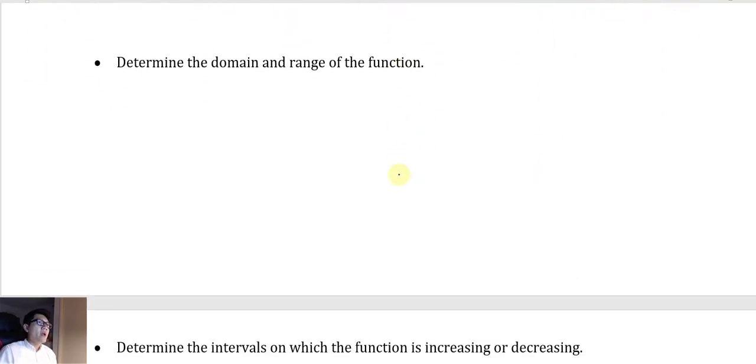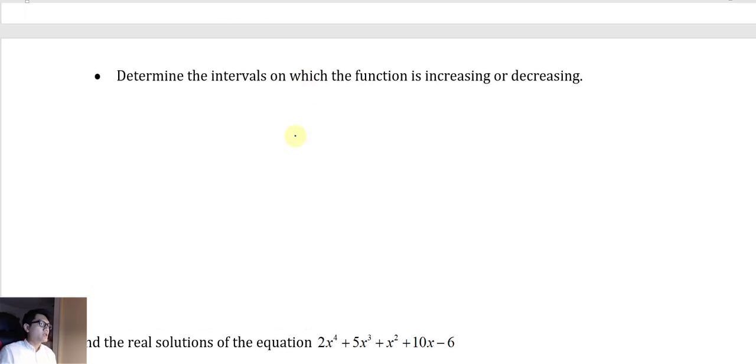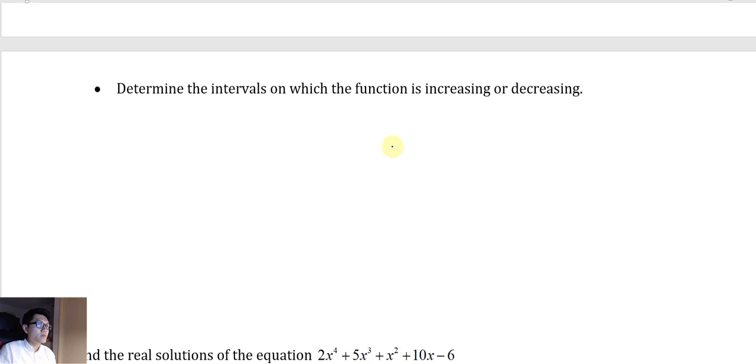Now determine the domain and the range for the function. Again, for any polynomial, you can go anywhere on the x-axis, so the domain should be -infinity up to infinity, no restrictions. For the range, again, for any polynomial, the range can be anything on the y-axis, so also -infinity up to +infinity. The last part is determining the intervals on which the function is increasing or decreasing.